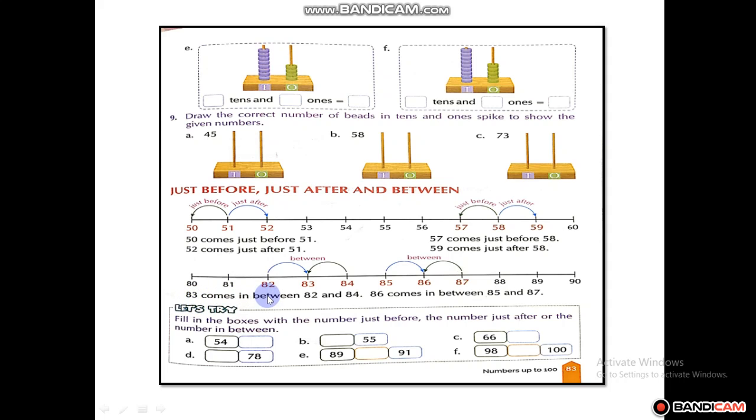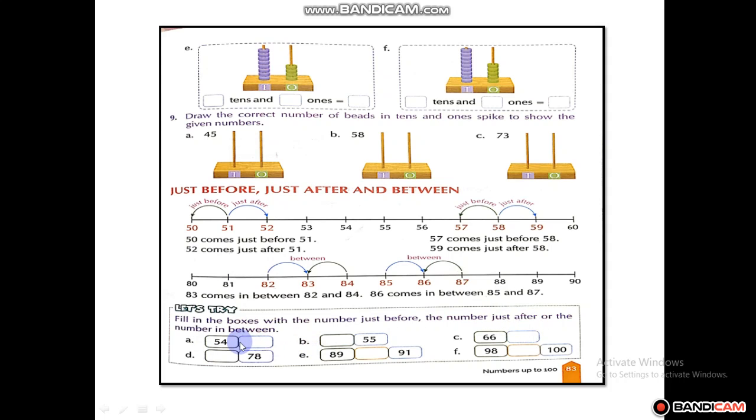83 comes in between 82 and 84. See here, 83 comes in between. Here left side is 82 and right side is 84. So it is in between 82 and 84. 86 comes in between 85 and 87. Clear? So children, let's try fill in the boxes with the number just before, the number just after, or the number in between.